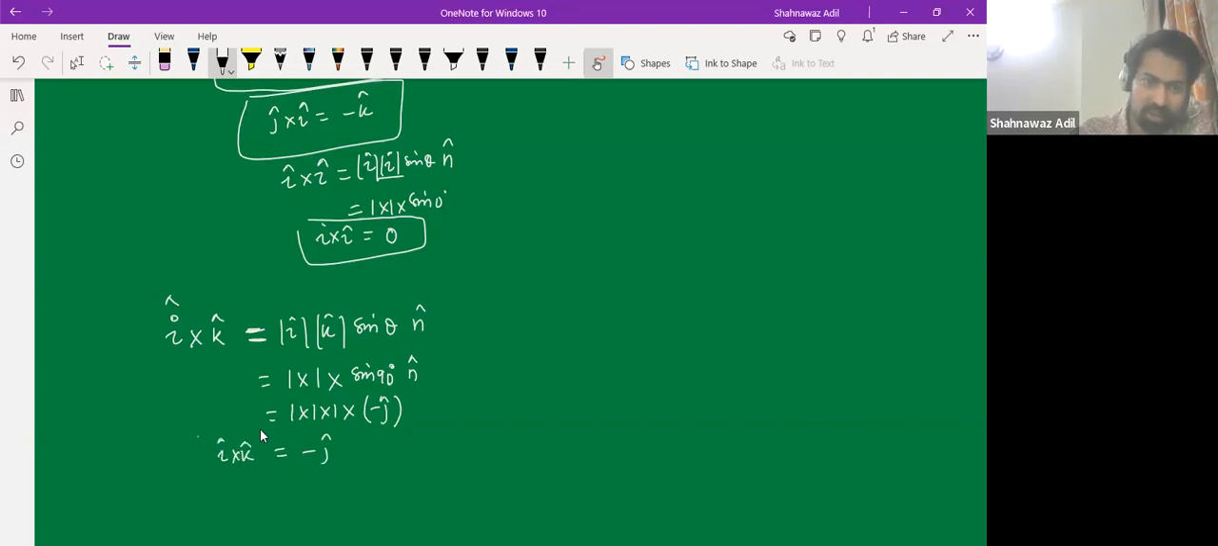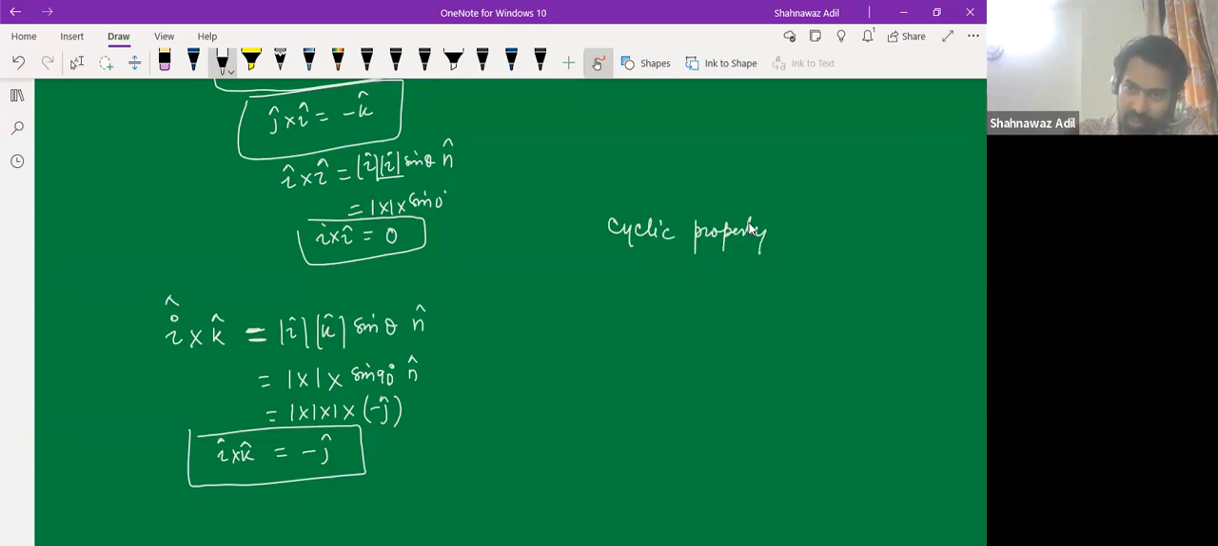There is a simple trick to learn all these things. We can always go to the basics of how we get the direction, but the trick we use to get I cross J and J cross K is the cyclic property. Please always remember this, because it is very crucial. We write I, J, K in a cyclic manner, and going in the cyclic direction, this is clockwise.